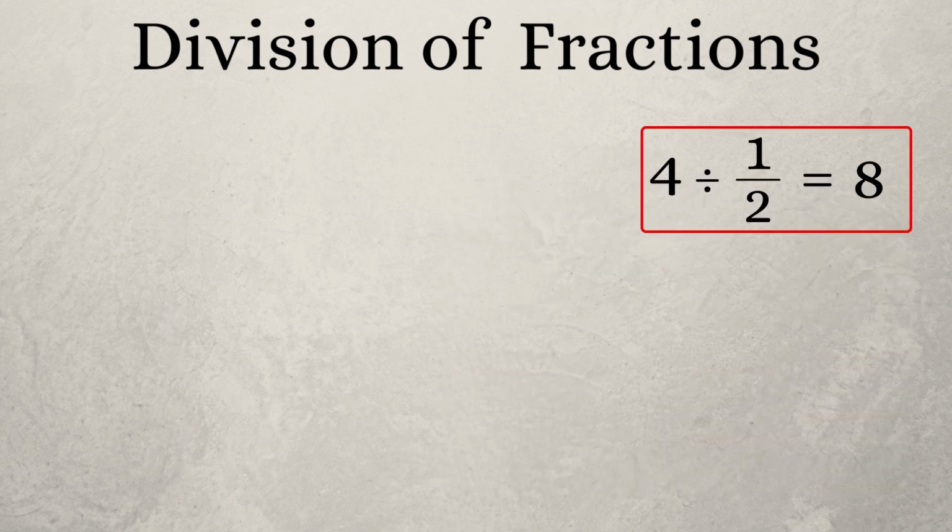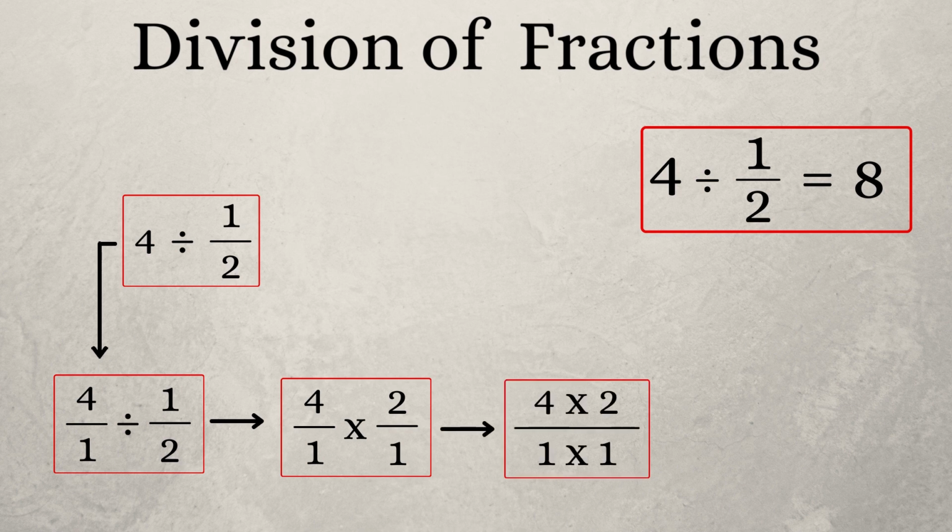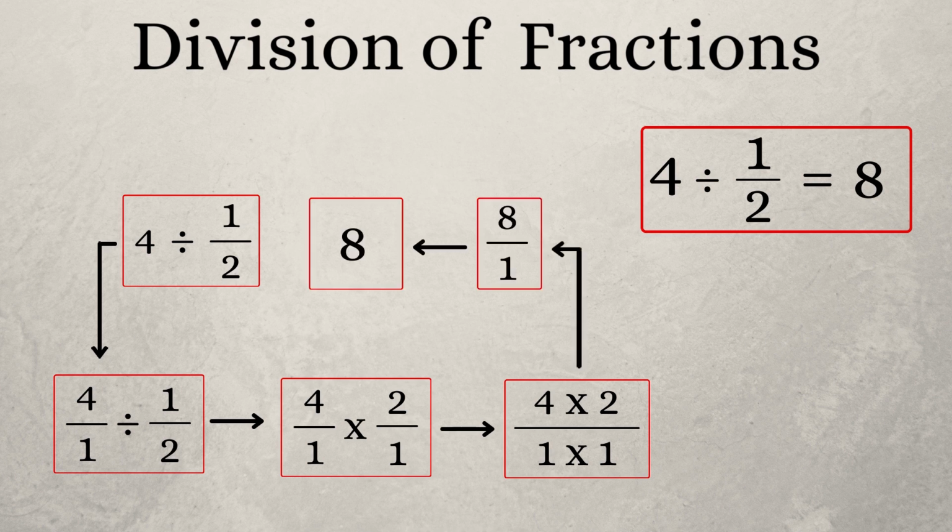Now let's check that using our calculations. 4 divided by 1 by 2 can be written as 4 by 1 divided by 1 by 2. And that becomes 4 by 1 into the reciprocal 2 by 1. That gives us 4 into 2 by 1 into 1 or 8 by 1, which is equal to 8. Thus 4 divided by 1 by 2 is equal to 8.